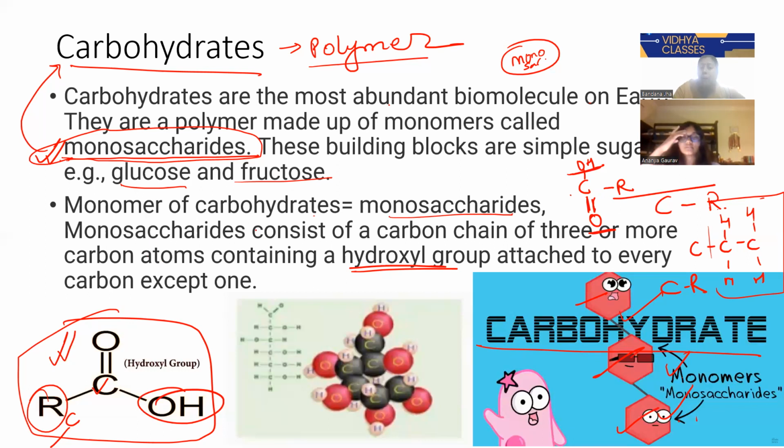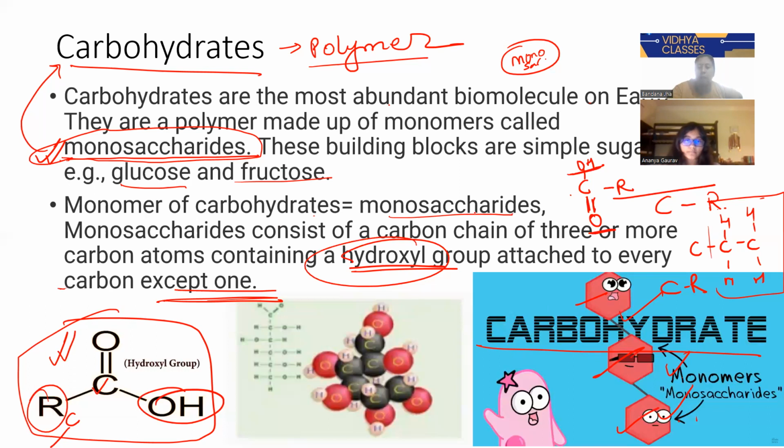That's why it is written: monosaccharide consists of a carbon chain of 3 or more carbon atoms, with a hydroxyl group attached to every carbon except 1. Understood now? Any doubt? In that chain, where you have carbon in the middle and then hydrogen, oxygen on top, and then the R, is that the carbon chain? Yes, that's the carbon chain. Is R the extended one, with other carbon, with other monomer?